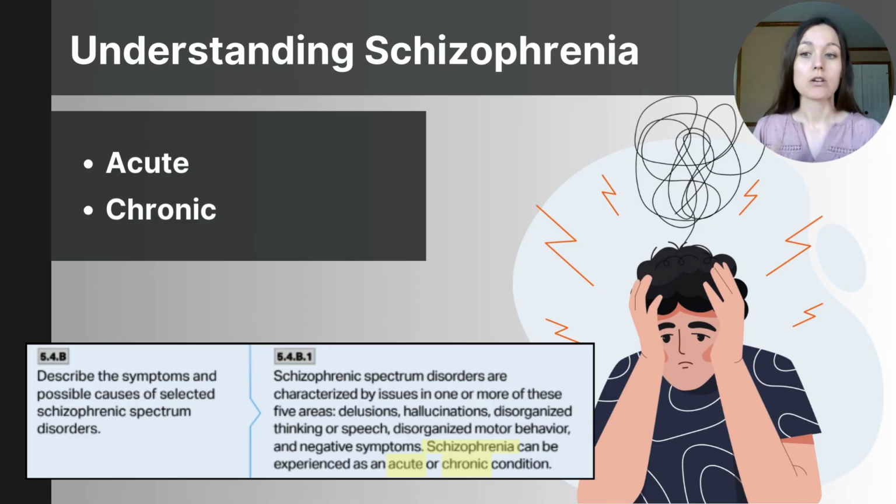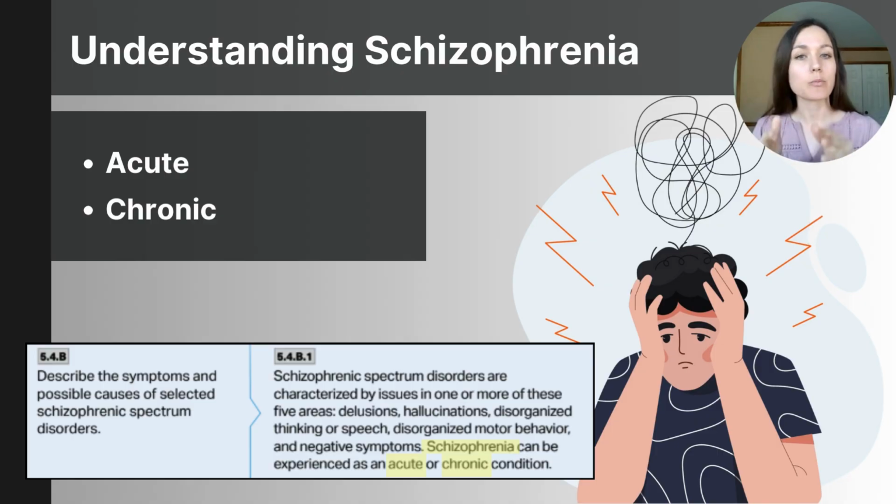disorganized speech, disorganized motor behavior, and negative symptoms. At least one of the 2 symptoms must be delusions, hallucinations, or disorganized speech. Schizophrenia can also be acute or chronic. Acute schizophrenia develops suddenly. It's triggered by stress or trauma, and people with acute schizophrenia often respond very well to treatment. Chronic schizophrenia develops gradually over time, with symptoms worsening and lasting long term, making treatment more challenging.